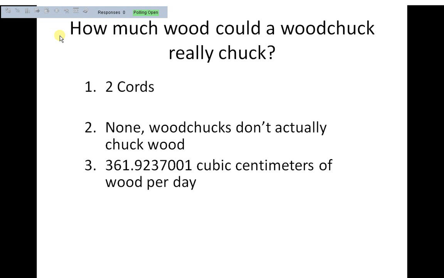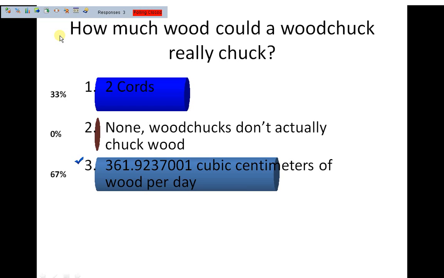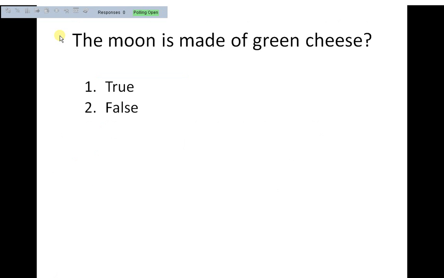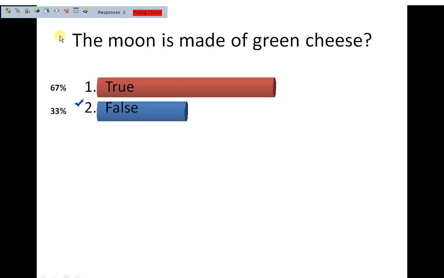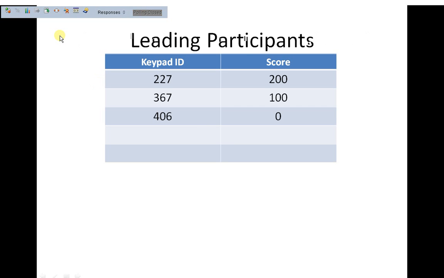Alright, and this is one of the questions where we attached a correct answer. So I'm going to let a few of the keypads get the correct answer. Alright, and then the next slide here, I'm just going to let one of the same keypads that got it right before get the right answer, and everyone else will get it wrong. Here's the results. Alright, and the next slide is the leading participant slide. So you see that keypad 227 got both of those questions right. 367 only got one question right, and 406 got neither question right.